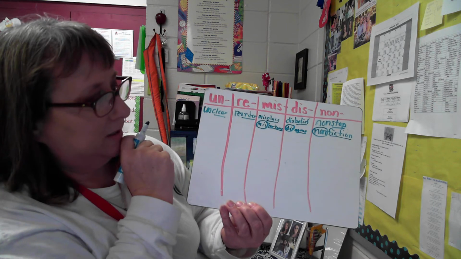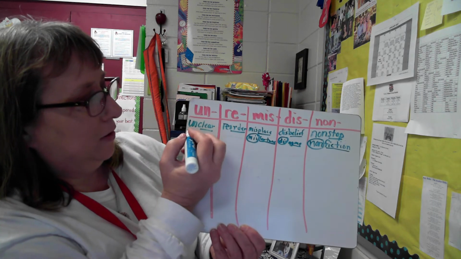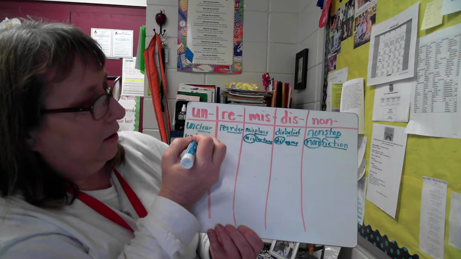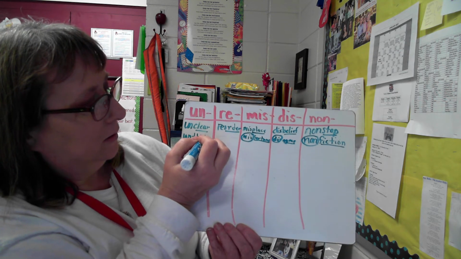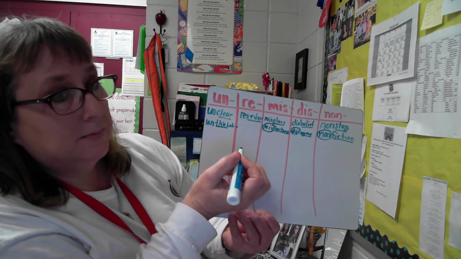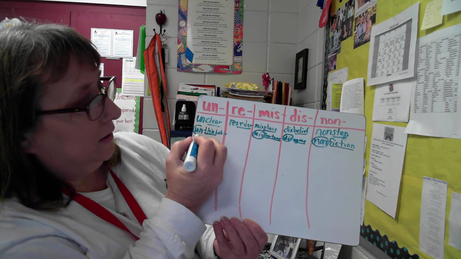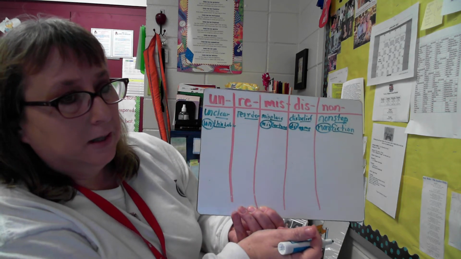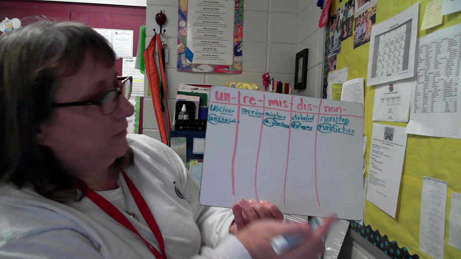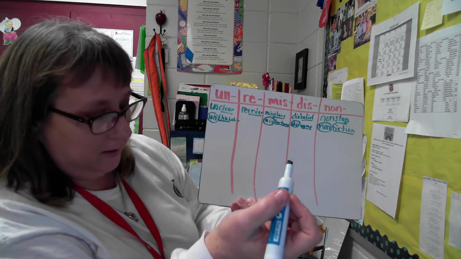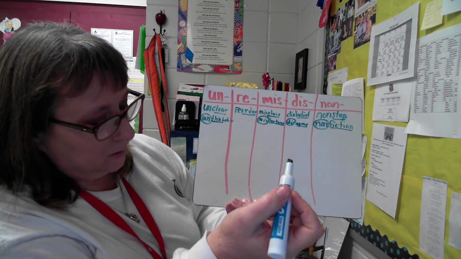The next word is unthinkable. Unthinkable goes in my un column, which means I'm not thinking about something. Unthinkable. So think is my base word. Un is my prefix. Well, what is able? Well, able is a suffix meaning able to do something. So I'm not able to think about it. It's unthinkable.